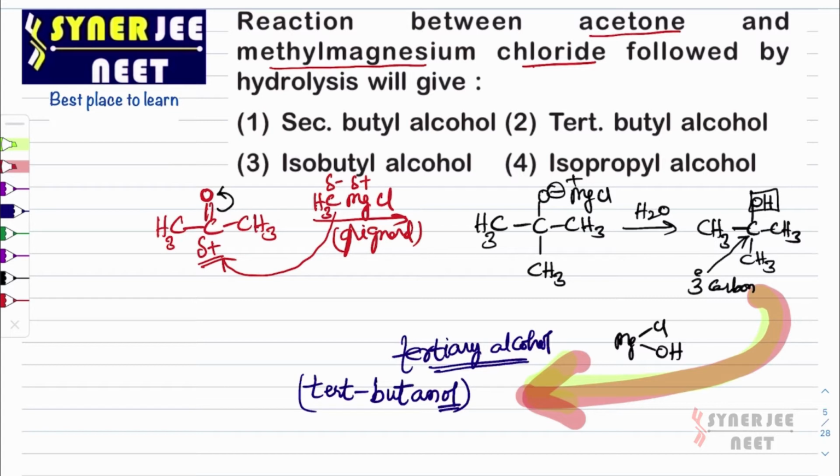So if you look at the options here, the first one is secondary butyl alcohol. Secondary butyl alcohol will be this. Butyl means 4 carbons. This is a secondary carbon, so to this, if OH is attached, this is called secondary butyl alcohol. Tertiary butyl alcohol, we have just seen: but means 4 carbons, tertiary carbon, OH is attached. This is the answer we got, and this should be the answer.